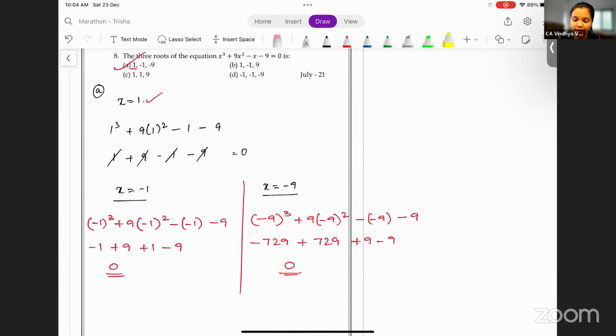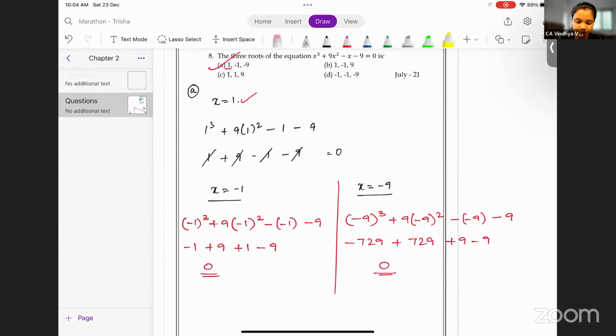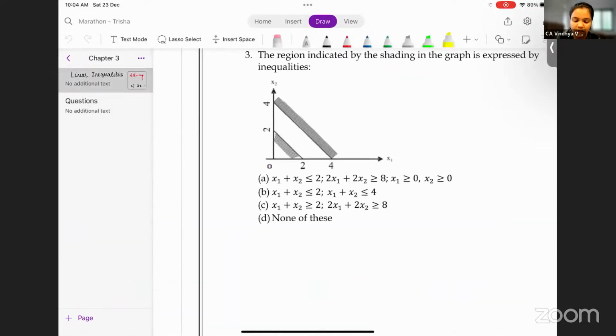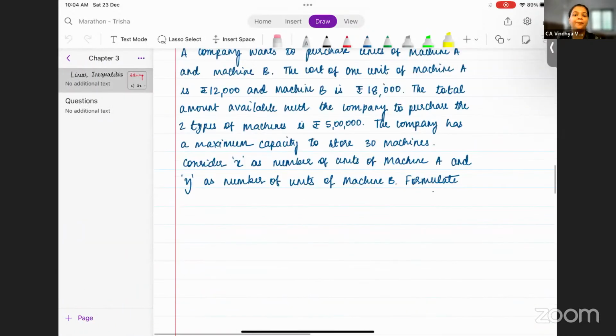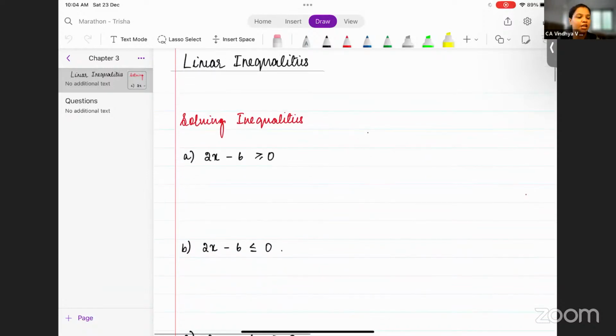Moving on. We shall start with chapter 3, that is linear inequalities.